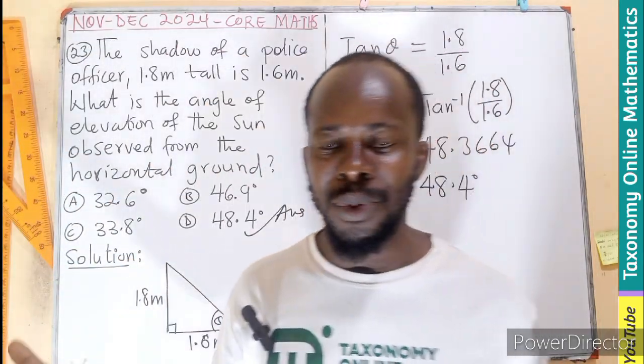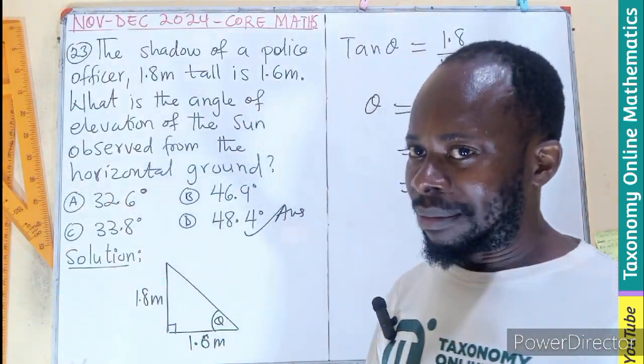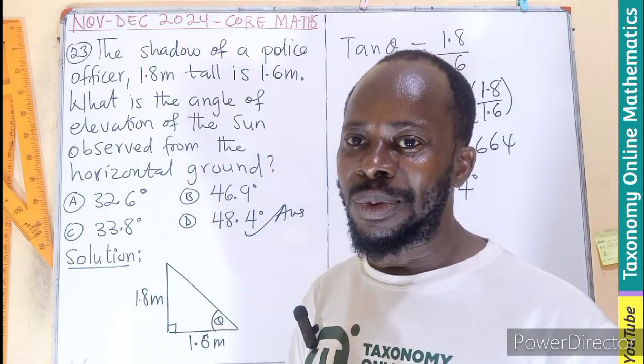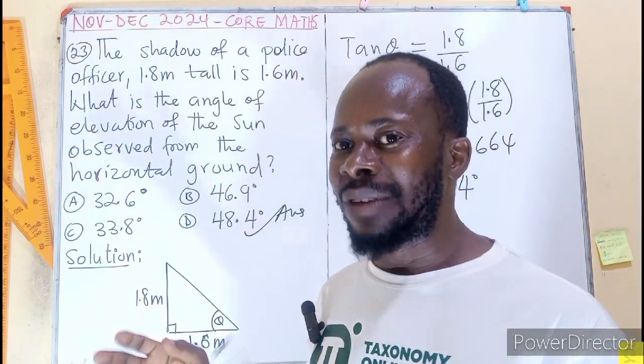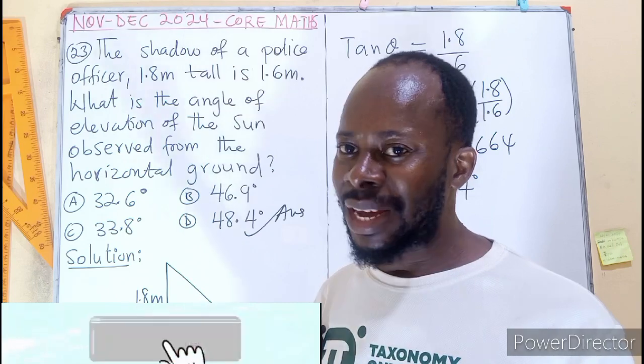So I guess you agree with me by the diagram, getting to the point where the angle of elevation will be 48.4 degrees.